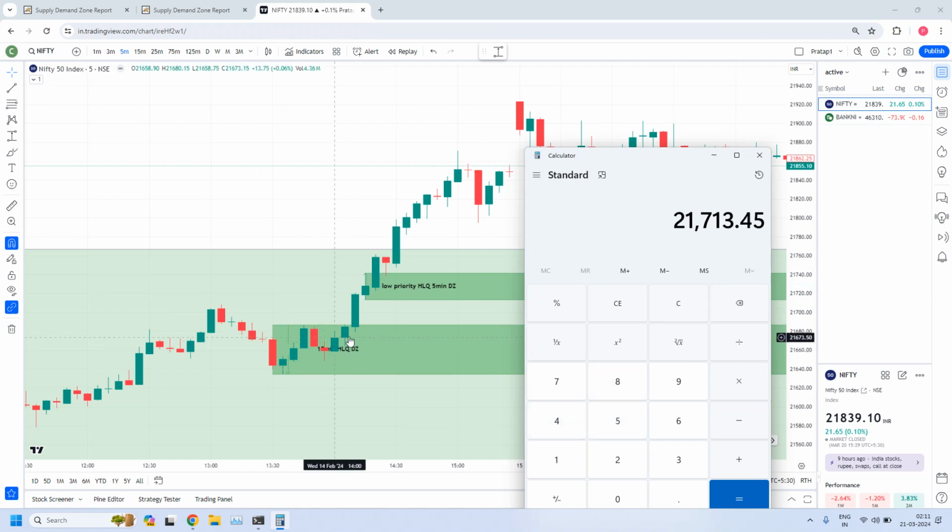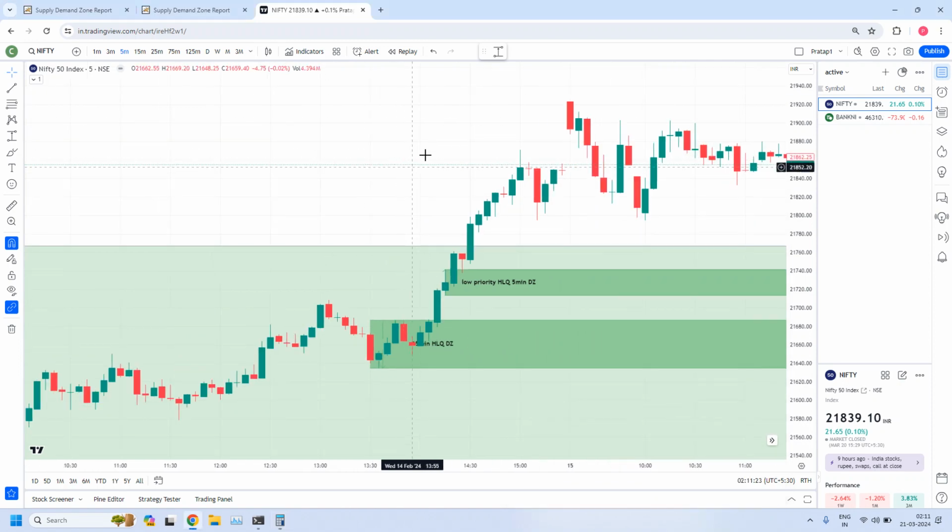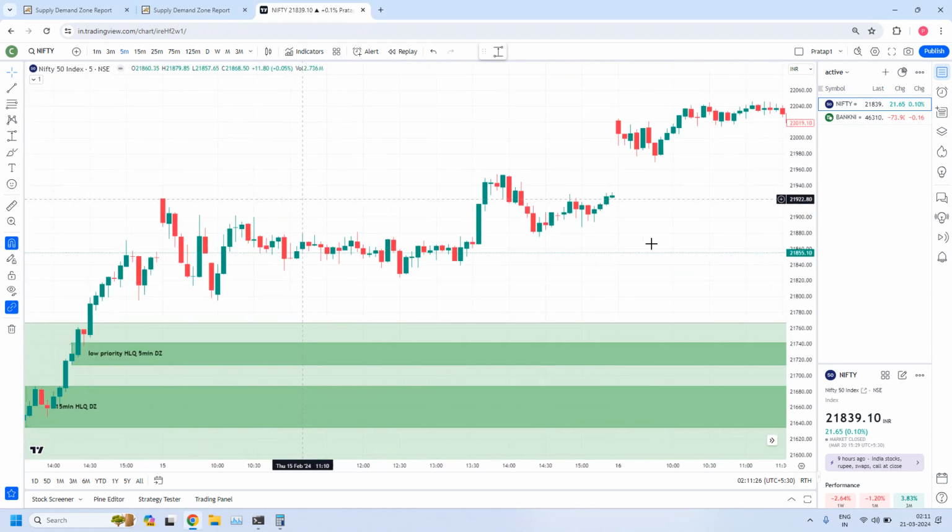21,713.45. Let me check again. 21,713.45. Okay, because this is a demand zone. Demand zone you need to subtract. Supply zone you need to add.